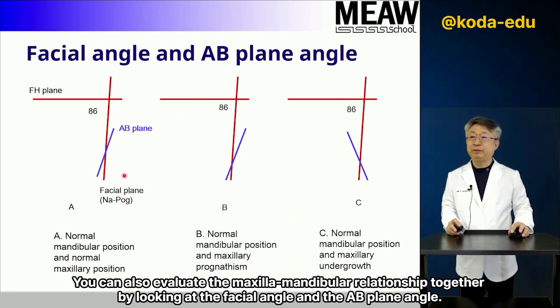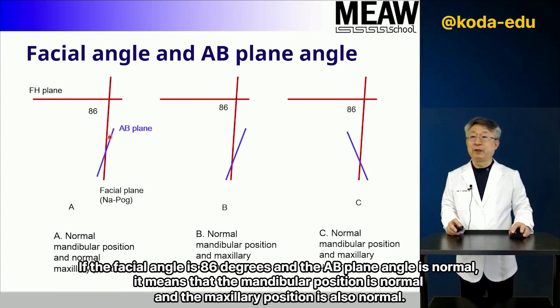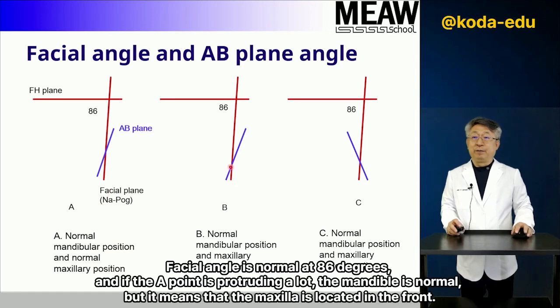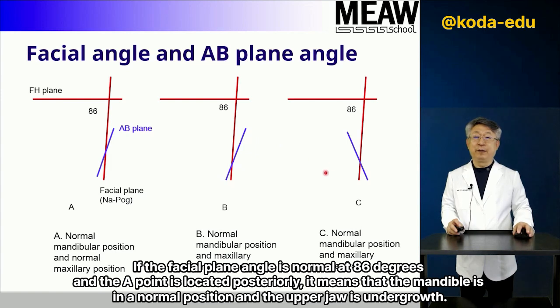You can also evaluate the maxillomandibular relationship together by looking at the facial angle and the AB plane angle. If the facial angle is 86 degrees and the AB plane angle is normal, it means that the mandibular position is normal, and the maxillary position is also normal. If the facial angle is normal at 86 degrees and point A is protruding a lot, the mandible is normal, but the maxilla is located in the front. If the facial plane angle is normal at 86 degrees and point A is located posteriorly, it means that the mandible is in a normal position and the upper jaw is under-grown.